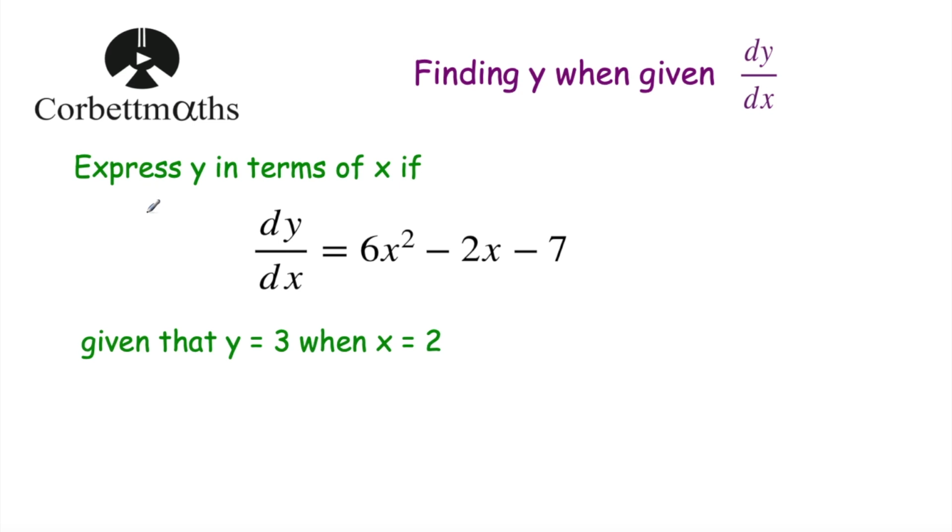Okay, so this time we've been asked to express y in terms of x if dy by dx is equal to 6x squared minus 2x minus 7.